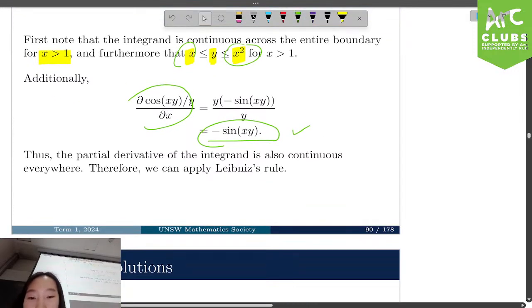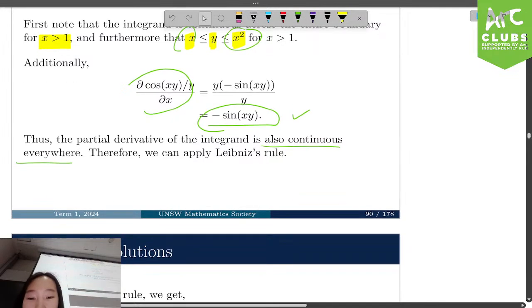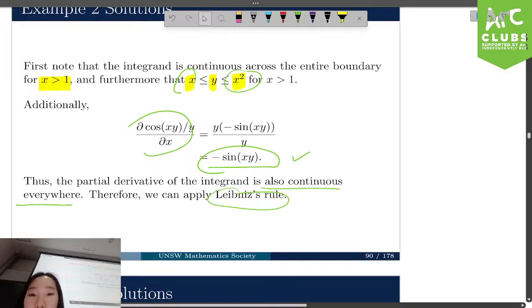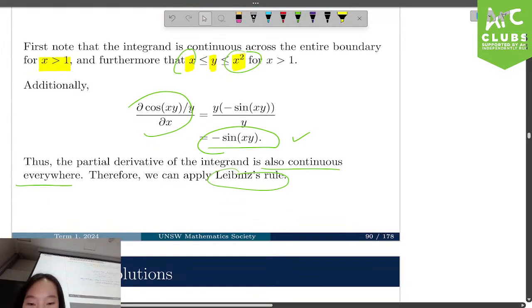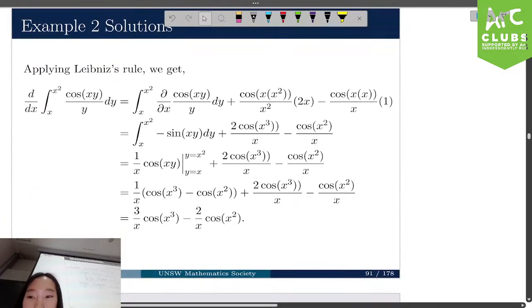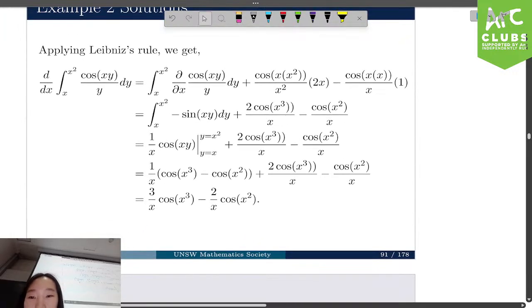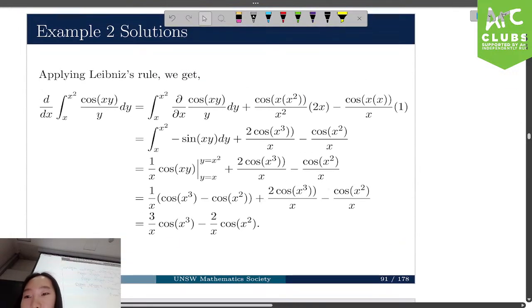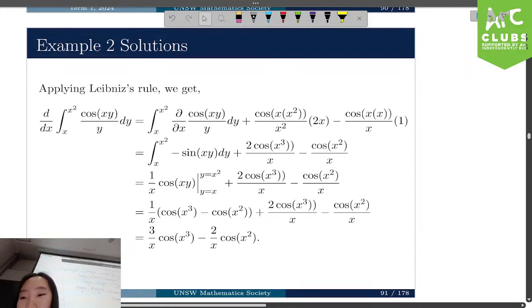So thus the partial derivative of the integrand is continuous everywhere. Therefore, we can apply the Leibniz rule. If all the conditions over here are satisfied, then we can use the Leibniz rule. And then we just need to plug in the formula.